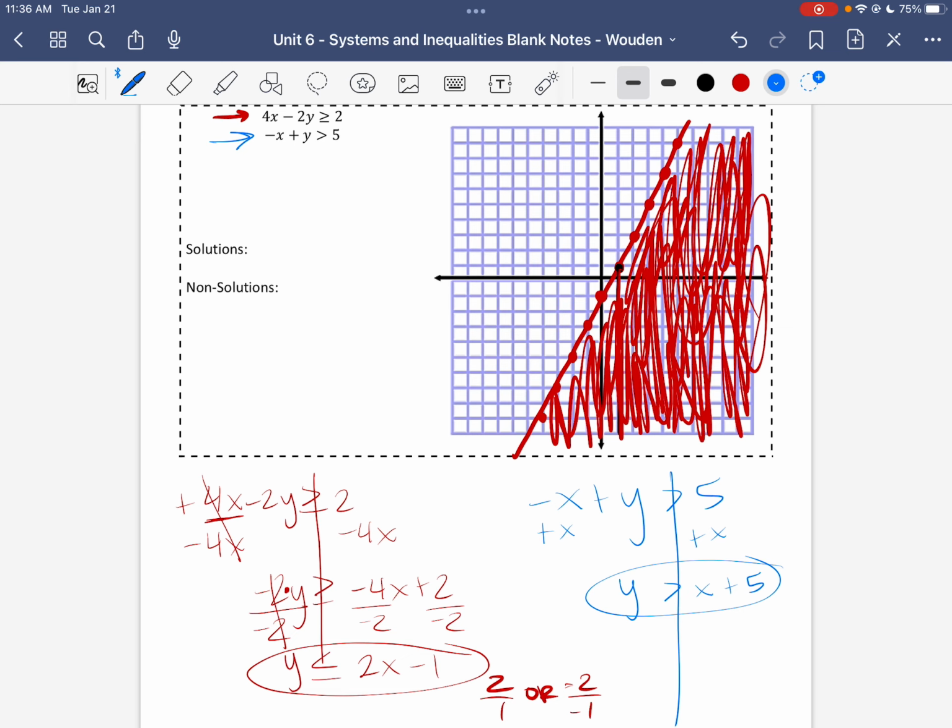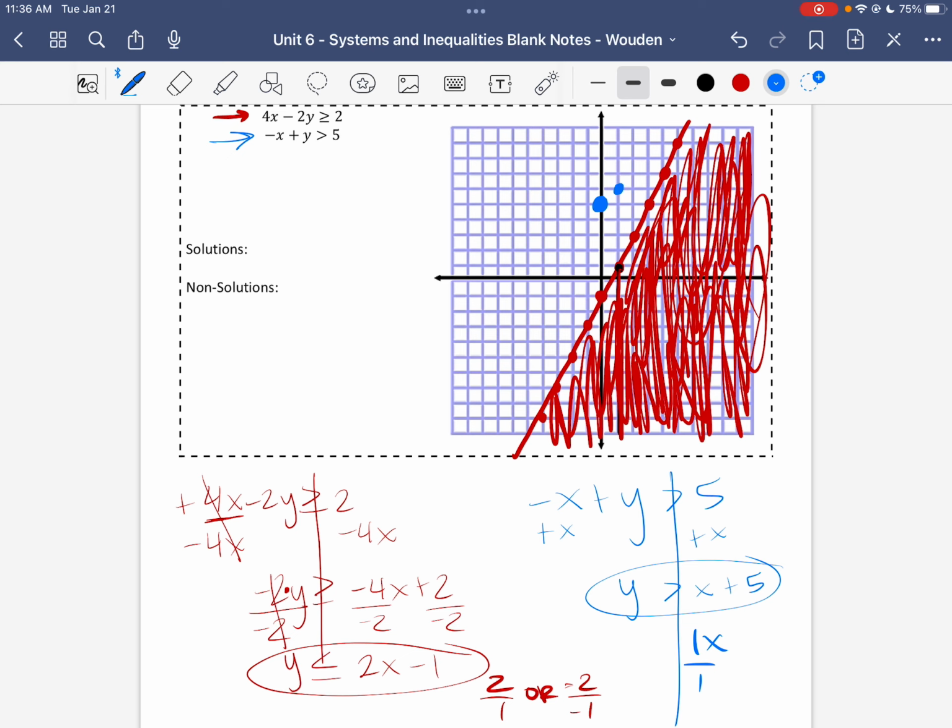Y is greater than x plus 5. Well, 5 is my y-intercept: 1, 2, 3, 4, 5. Now, you might be thinking, well, there's no slope, Mrs. Wooden. It's just x. This is 1x, and any whole number can be turned into a fraction by putting it over 1. So my slope is 1 over 1.